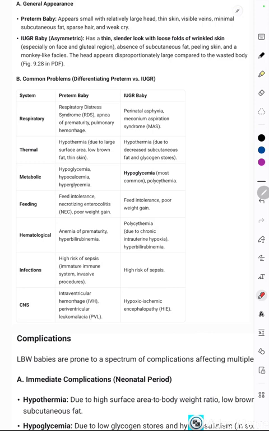Hypothermia is common to both. In the metabolic abnormalities, it leads to hypoglycemia, hypocalcemia, metabolic acidosis. In feeding, it leads to feed intolerance, necrotizing enterocolitis. Hematological problems: apnea of prematurity, hyperbilirubinemia, and polycythemia in case of IUGR babies. Then there are increased chances of infection, pneumonia, sepsis, and intraventricular hemorrhage, periventricular leukomalacia, hypoxic ischemic encephalopathy.